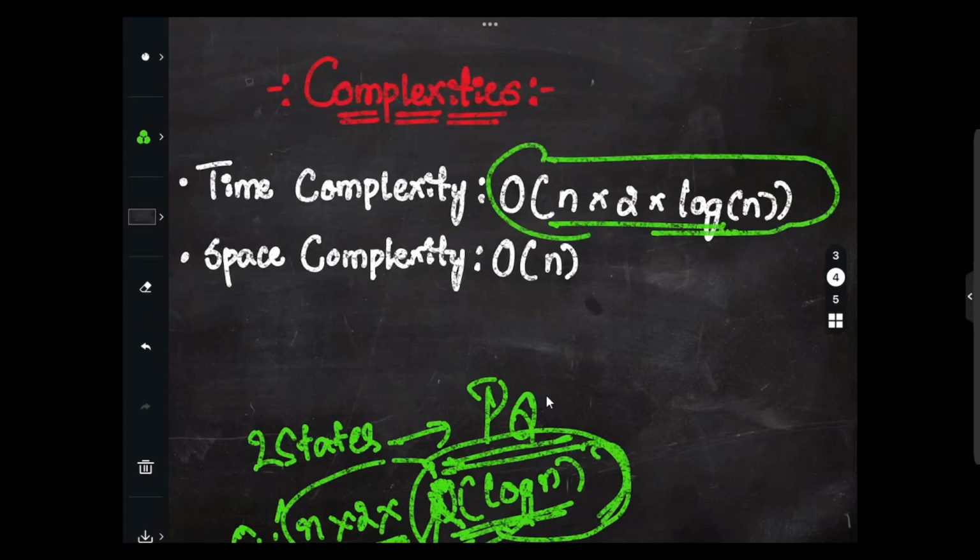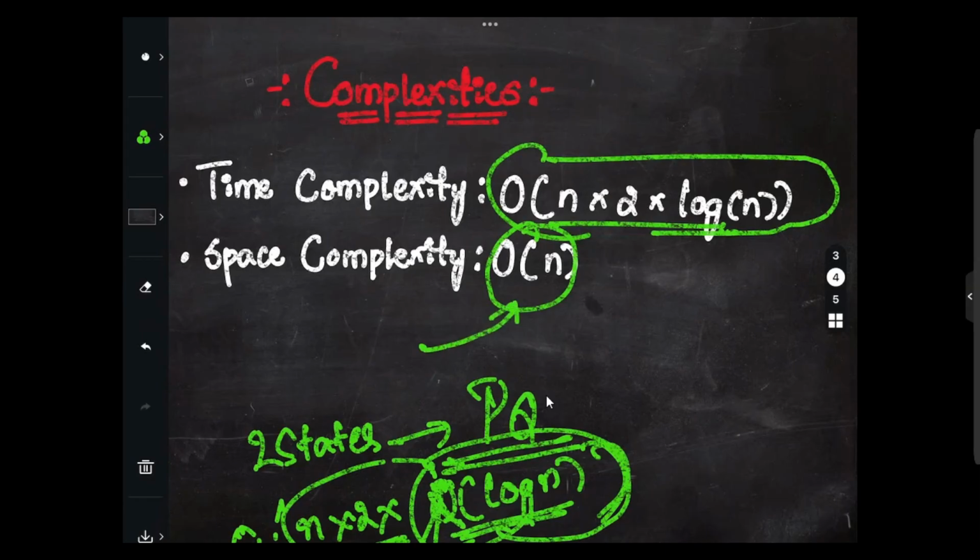What would be the space complexity here? Space complexity would be big O of n. Why is it big O of n? Because we have to store the original as well as reverse strings and also the visited states so that we don't visit the same states again, right? So we have to store the original, reverse strings and the visited states, which will lead us to the space complexity big O of n.